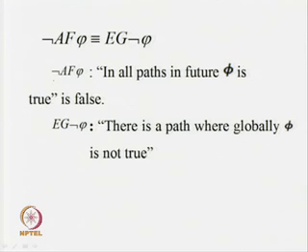Now, the second formula says E G not of phi: there is a path where globally phi is not true. So we are going to get one path where globally phi is not true. Now see that we are saying these two are equivalent. How are we going to get the equivalence? With the help of a small example, I am going to show that. It says that in all paths in future phi is true is false.